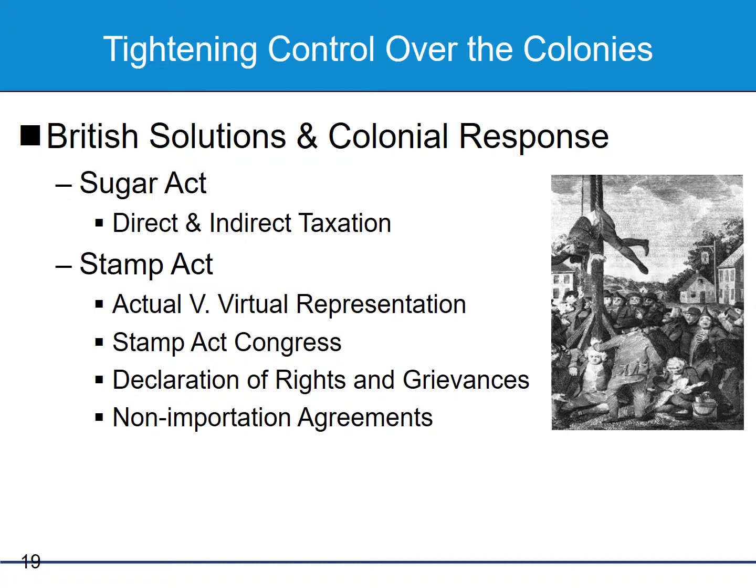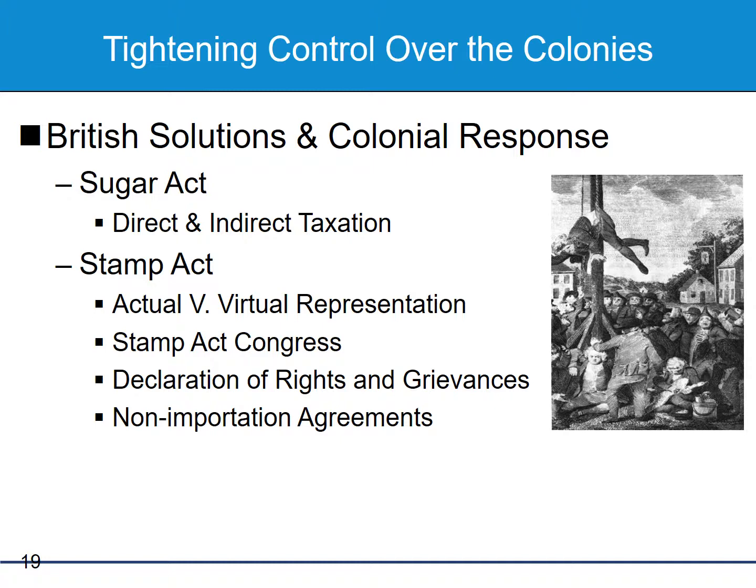This Stamp Act Congress wrote up what became known as the Declaration of Rights and Grievances. Basically, what this is saying is, this is what we feel our rights are as English citizens. We are English citizens, because they had always been assured that they were English citizens. And these are our complaints. This is how we think that our rights are being violated. And they sent this Declaration of Rights and Grievances to Parliament. And the Parliament basically ignored it. They just felt like the colonists were being outrageous, and they didn't even respond to it.